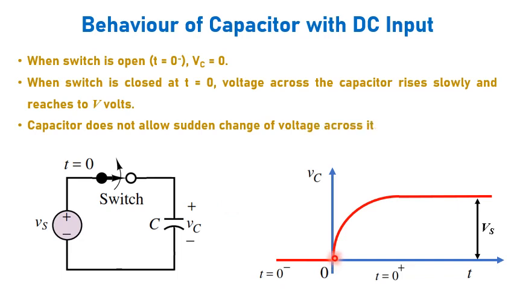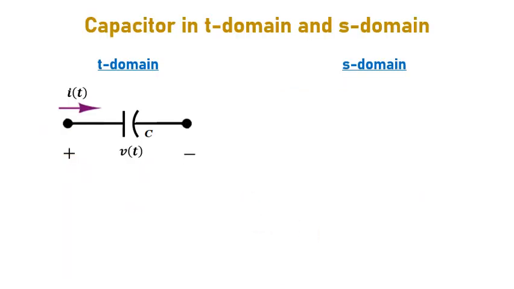So this slow change is because of the fact that the capacitor does not allow a sudden change of voltage across it. There is only a slow change. Again, you can classify the transient state and steady state. This is how you can represent the capacitor in S domain and time domain.